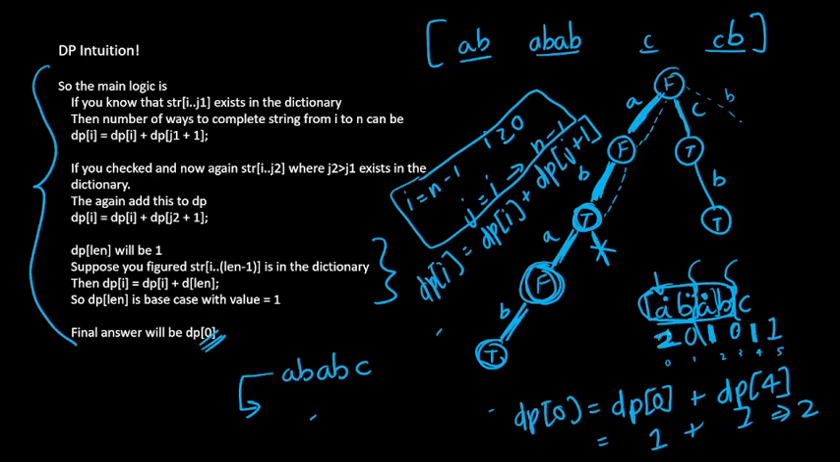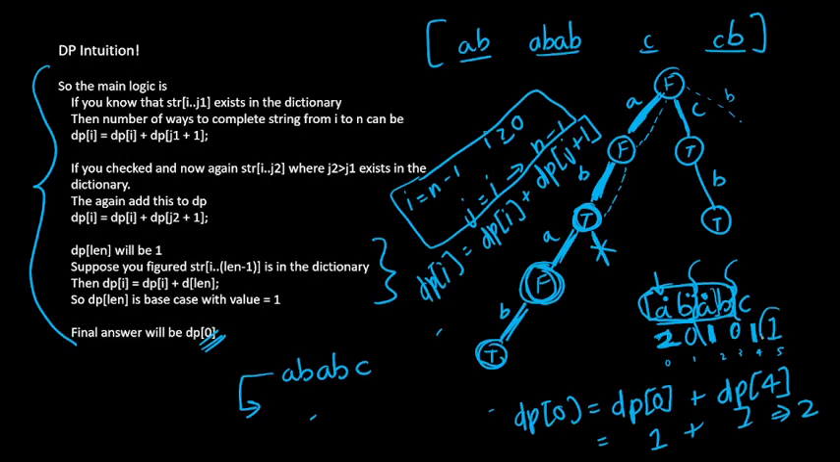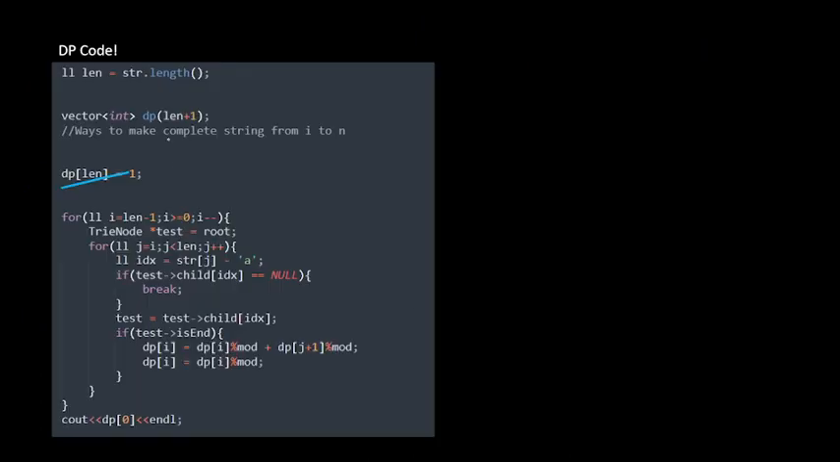So yeah, this was the DP part, and what I told you is exactly what I have written in the code. Simply dp of len is 1. What is this dp of len? This is the base case that I have written, and I've initialized. So what does dp of i represent? It represents the ways to make a complete string from i to n.